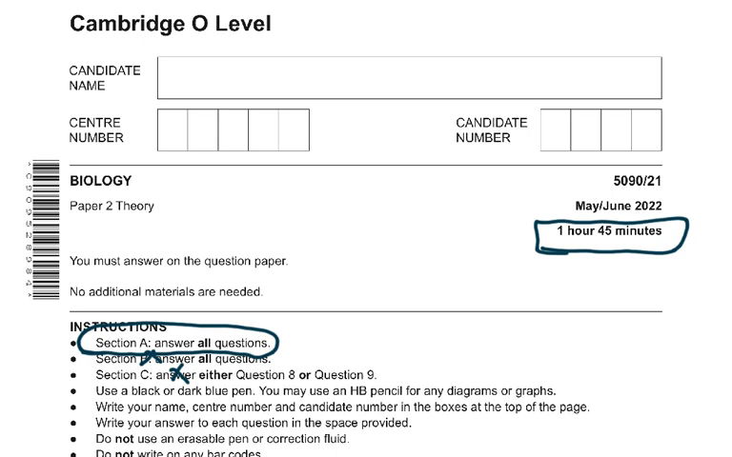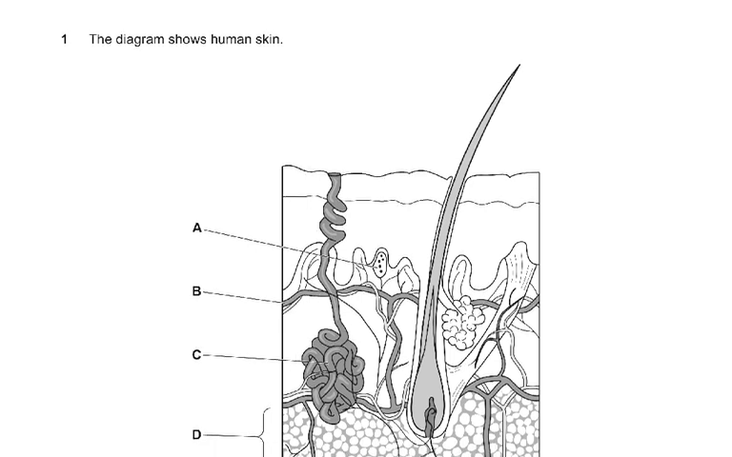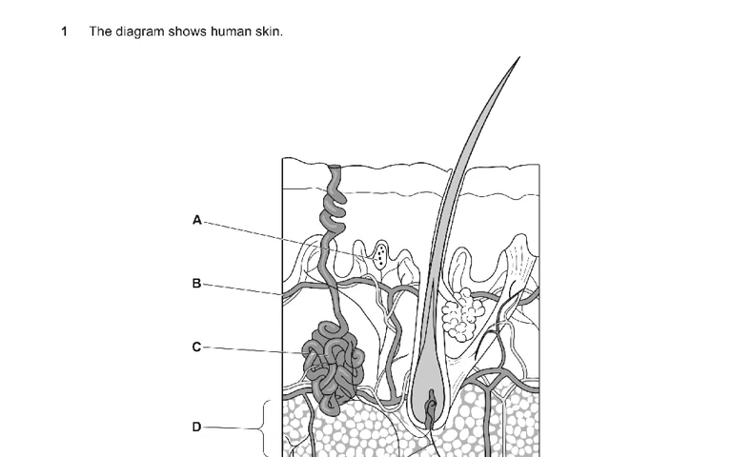Now let's look at this because this is for the year 2022, where the syllabus change for 2023. So you will be the first group of students who will be taking the 2023 exam for the new syllabus. Now let's look at the question, section A. Write your answer in the spaces provided. The diagram shows the human skin.